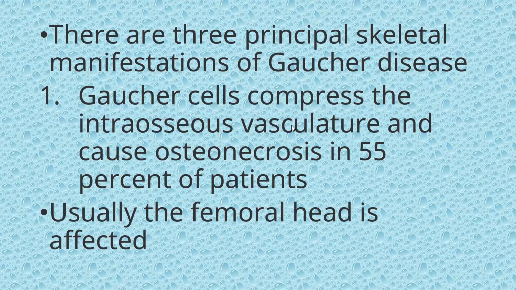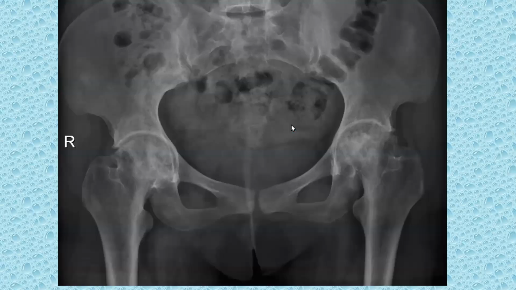What about the skeletal manifestations of Gaucher's disease? There are three principal skeletal manifestations. Gaucher's cells compress the intraosseous vasculature and cause osteonecrosis in 55% of patients. Usually the femoral head is affected. Don't forget this. This shows you it. Both are symmetrical. It involves both hips. It can be present later on in life, and especially in type 1 osteonecrosis.